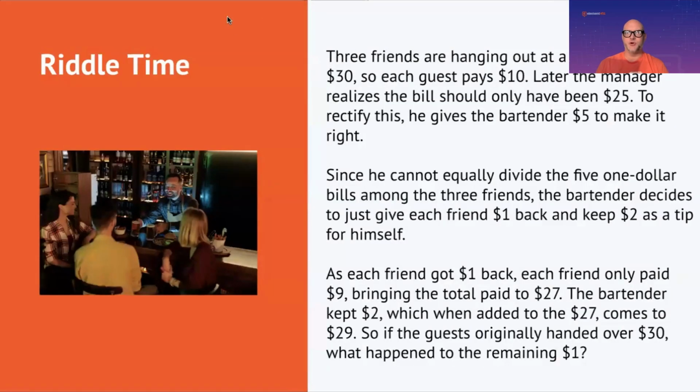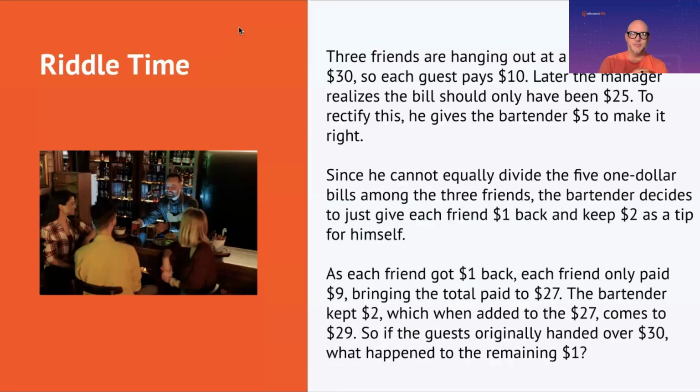So, here's our story. Three friends are hanging out at a bar, as you can see in the photo. The bill's $30. So they're like, hey, let's split it. They each give $10 to the bartender. Later, the manager comes by and realizes the bill was wrong. They should only have been charged $25. So he gives the bartender a $5 bill and says, give this back to them. Since the bartender can't divide a $5 bill three ways, he decides to keep it simple, gives each friend $1 back, and keeps $2 as a tip.